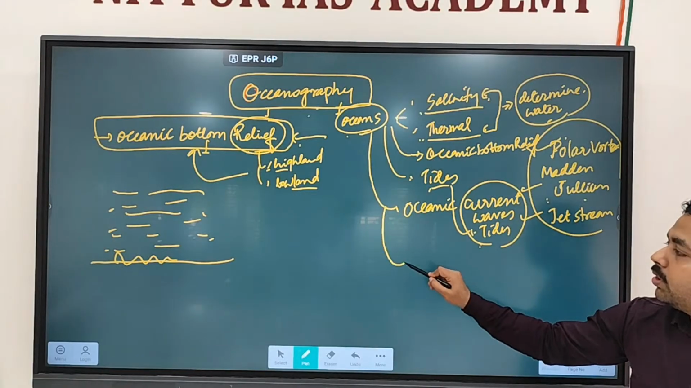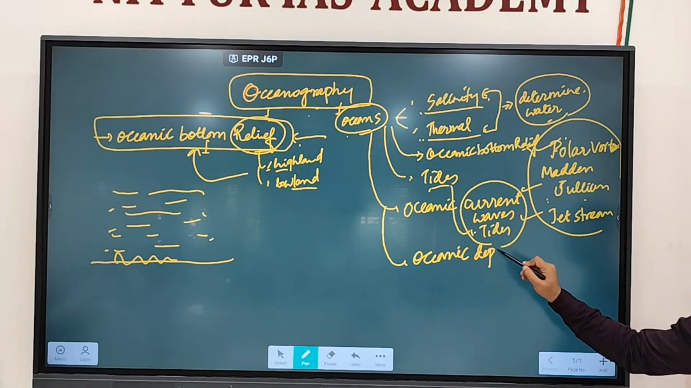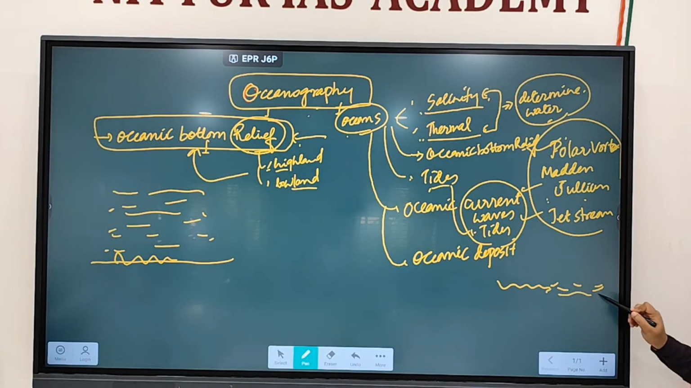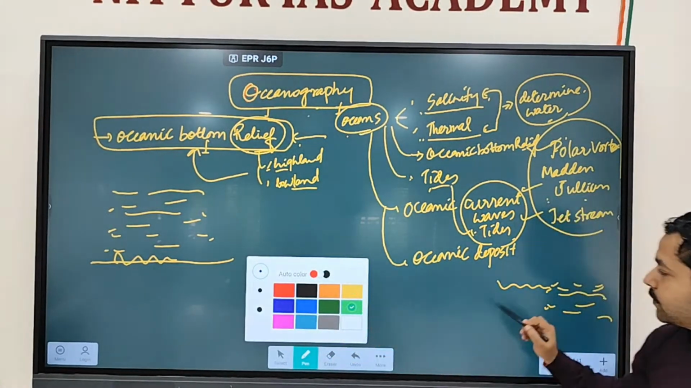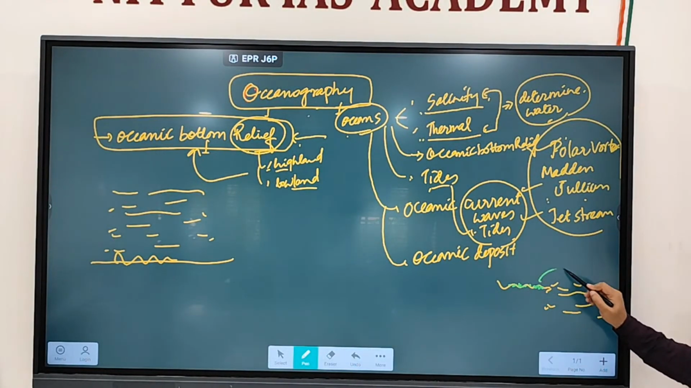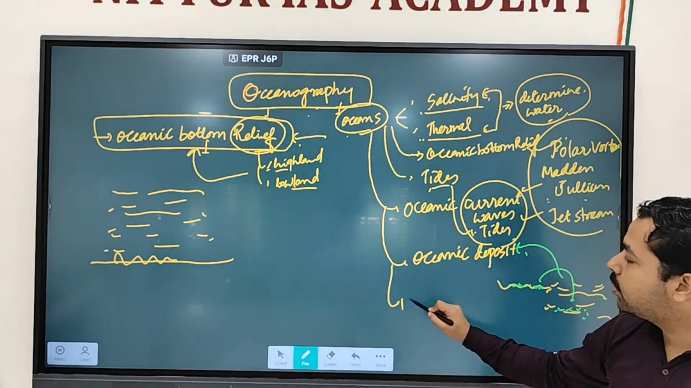You have to study deposits in the ocean. What kind of deposits are you going to find? You know that when rivers come and join the sea, what happens? Rivers contain many sediments, because the river is eroding. These sediments get deposited at the bottom of the ocean. So oceanic deposits you also need to study. And lastly, you have to study the concept of marginal seas.